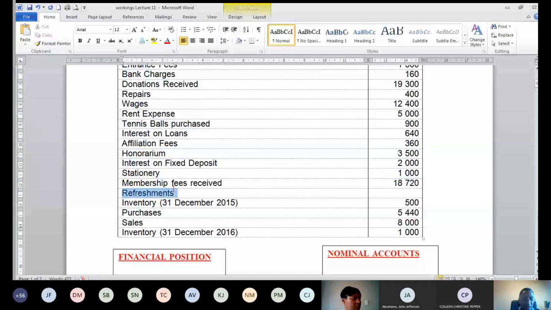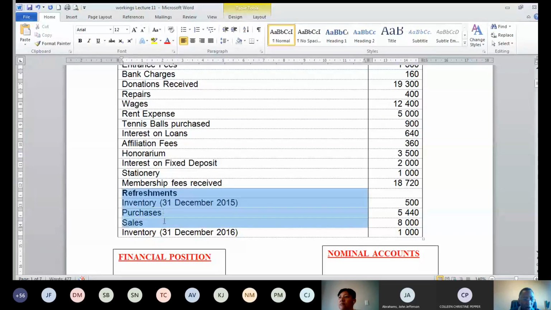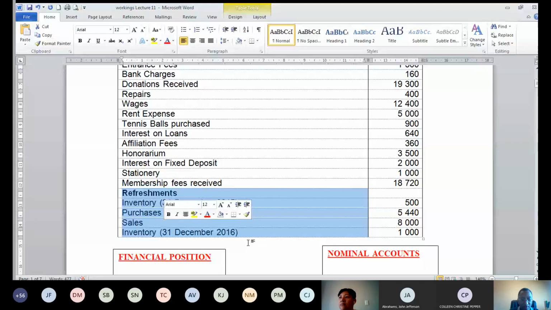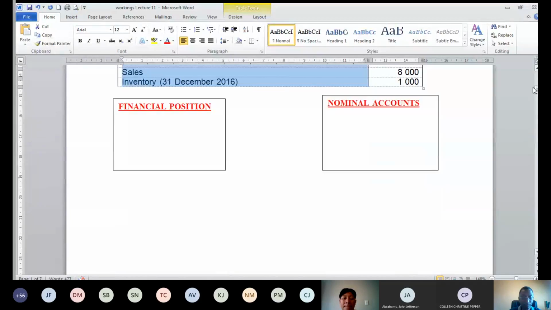Just remember here, guys, we just bolded that for you quickly so that you can see that the last 4 items here all pertain to refreshments. They give you the opening balance of refreshments, the purchases of refreshments, the sale of refreshments, and the inventory on your refreshments at the end of the year.